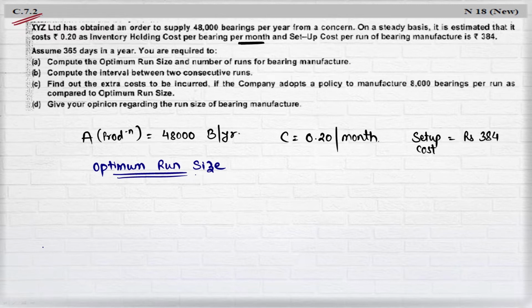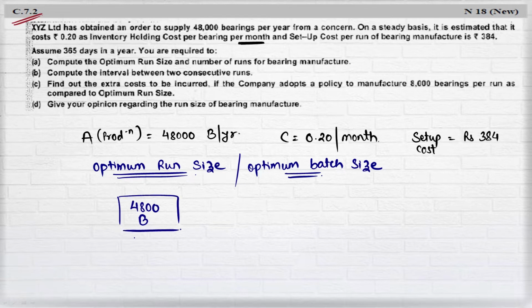Optimum run size and optimum batch size are one and the same. Please understand the concept first. I can manufacture 4,800 bearings in one batch. In a year, I will have to do this how many times? 10 times. So I will have to set up one time, manufacture 4,800 bearings. Again, I will have to set up once again everything. Again, manufacture 4,800 bearings. And this I will be doing 10 times.